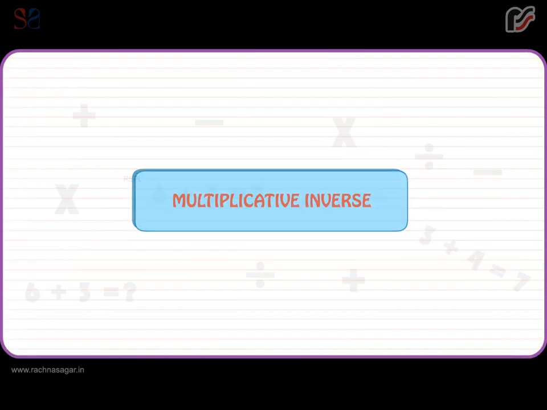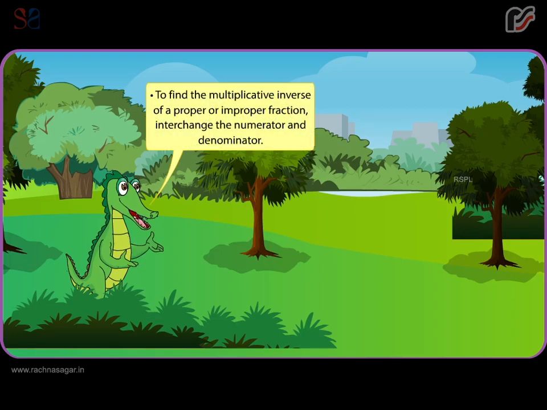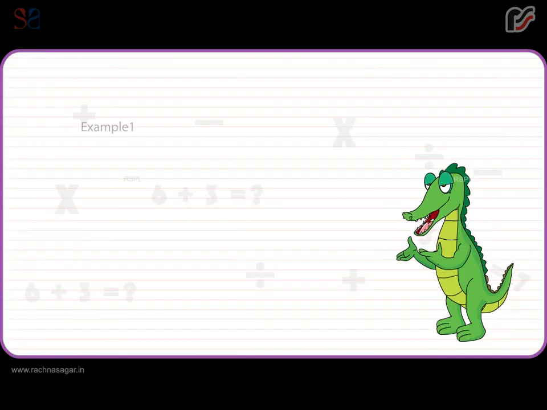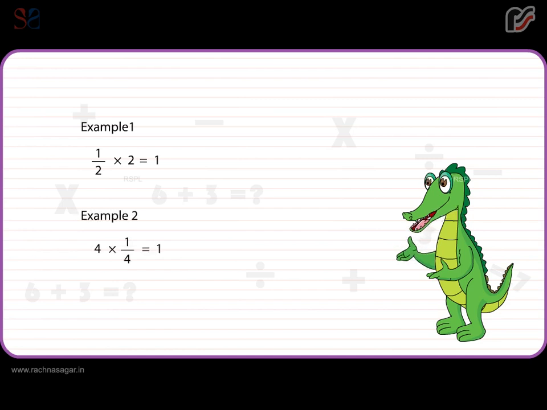Multiplicative inverse. To find the multiplicative inverse of a proper or improper fraction, interchange the numerator and denominator. To find the reciprocal of a mixed fraction or whole number, first change it into an improper fraction, then interchange the numerator and denominator. Example 1. 1/2 multiplied by 2 is equal to 1. Example 2. 4 multiplied by 1/4 is equal to 1.